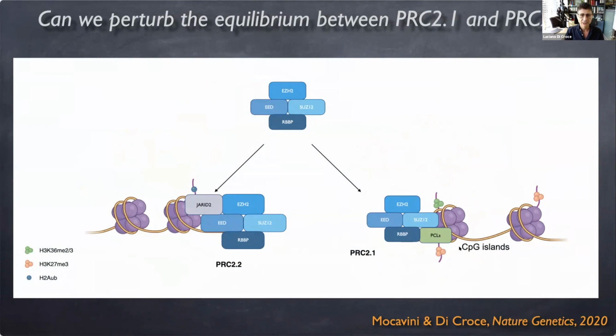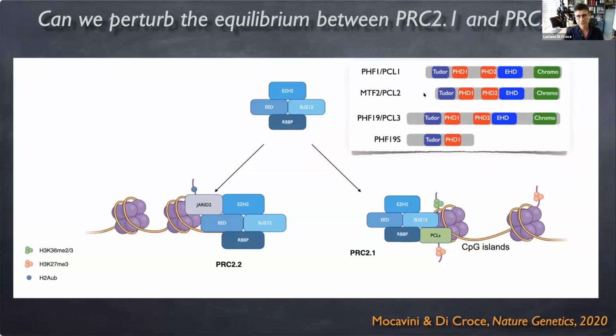So more recently, we became interested in this family of proteins called PCL proteins. It's a family because it contains three members, PCL1, PCL2, and PCL3. All of them contain a very interesting set of chromatin-related domains: Tudor domain, PHD domain, and chromo domain. Now, this is the new name, PCL1, PCL2, and PCL3. The former names are PHF1, MTF2, and PHF19.